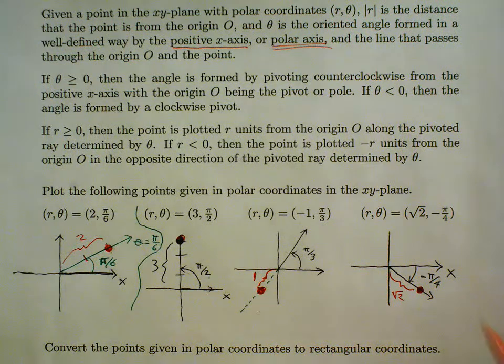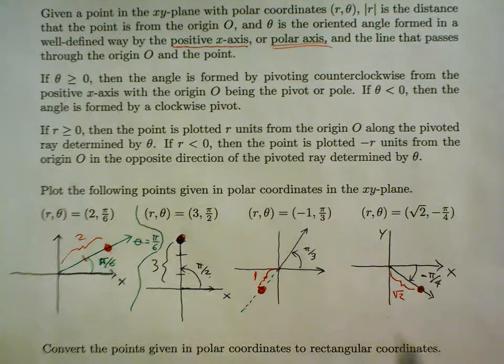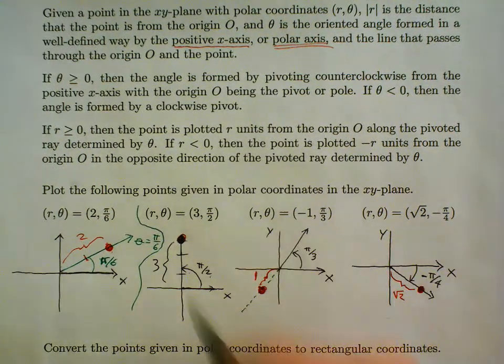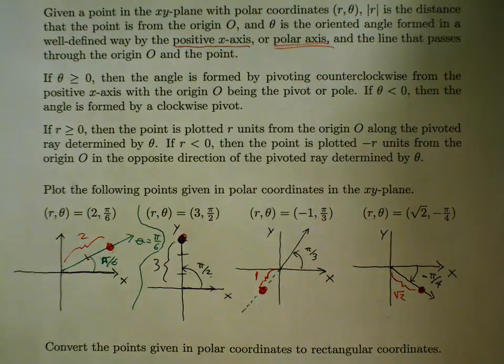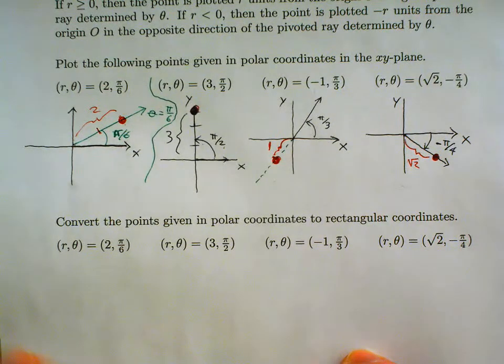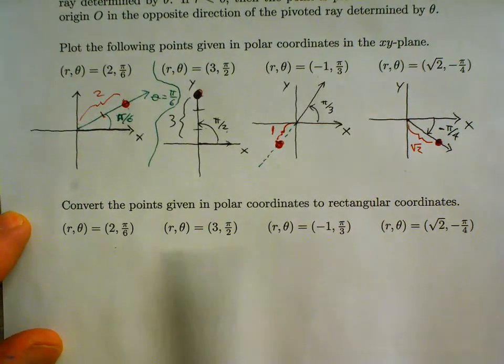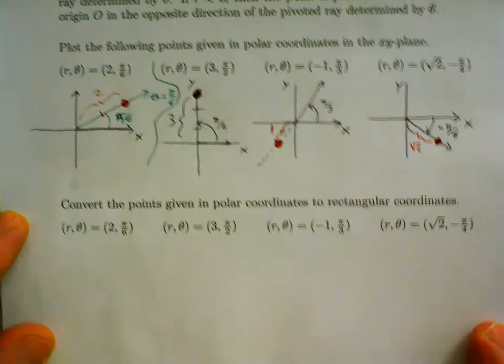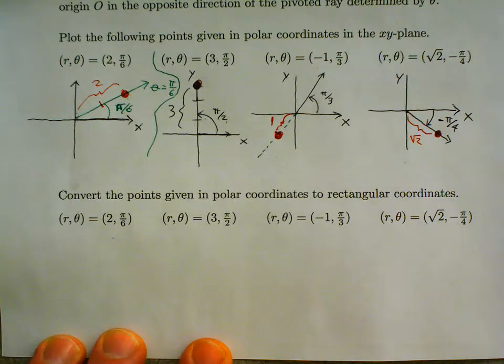Well, every point in the xy plane corresponding to polar coordinates also has rectangular coordinates. So we'll use the same 4 ordered pairs that were given in polar coordinates and convert them to rectangular coordinates. So for this, we can use right triangle trigonometry.